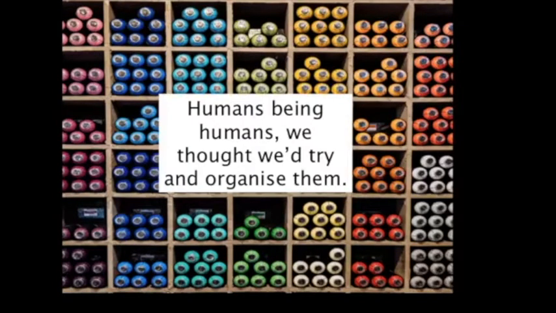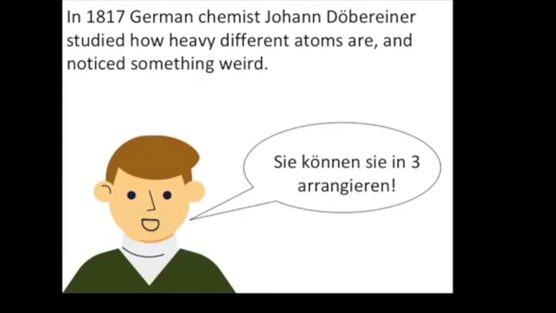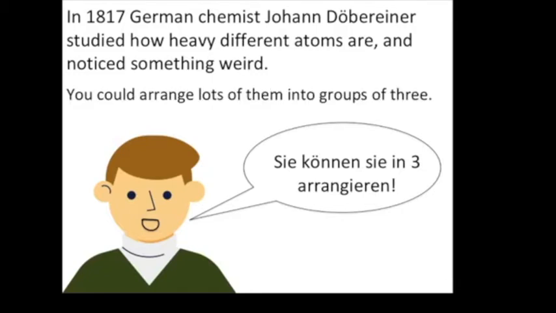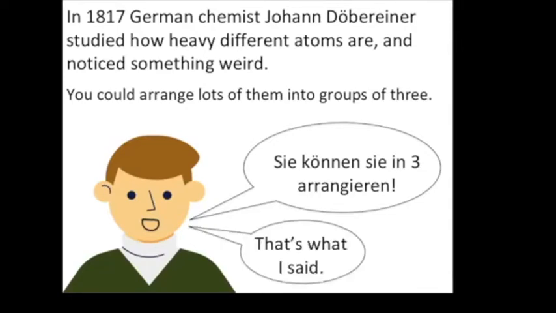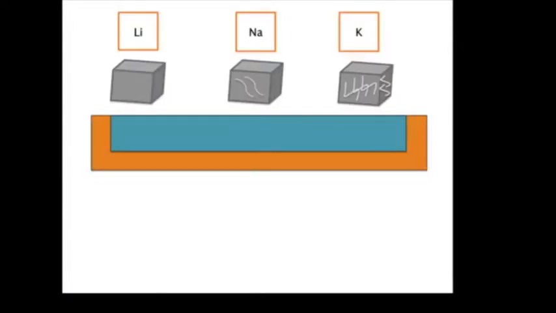Now, humans being humans, we decided that we're going to try and organise these elements. What a brilliant idea, scientists say. So in 1817, a German chemist called Johann Dobereiner, with apologies to anyone who knows how to pronounce German words, studied how heavy the different atoms were, and he noticed something weird. You can arrange them, or lots of them, into groups of 3. For example, here we have lithium and sodium, and potassium.